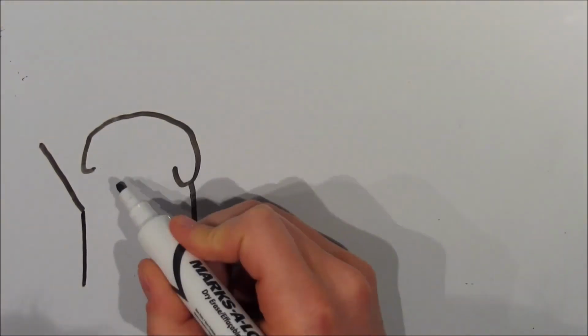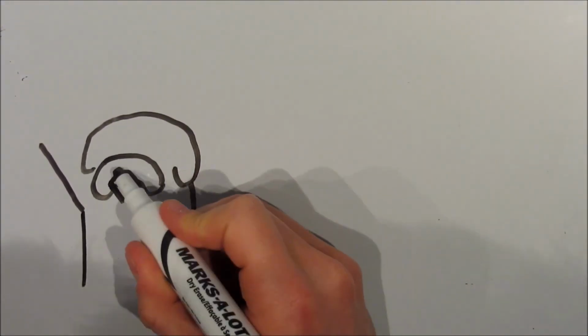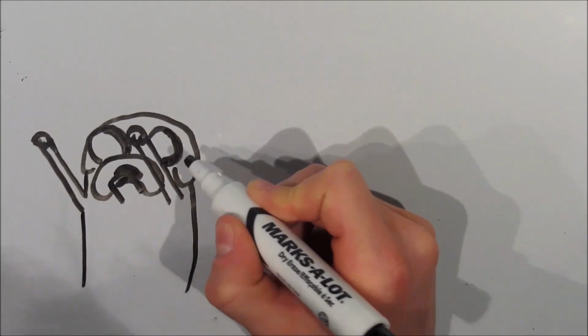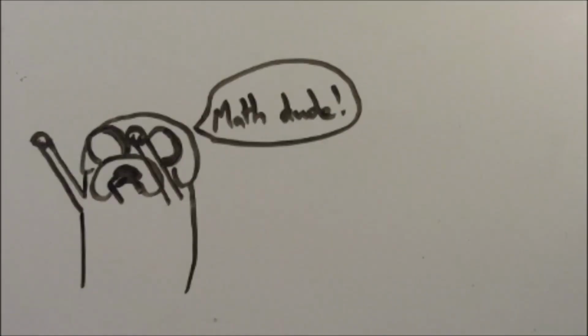So hopefully this video made sense to you guys. If it didn't, I still recommend you check out my other videos on implicit differentiation and logarithmic differentiation, and then come back and it should make a lot more sense.